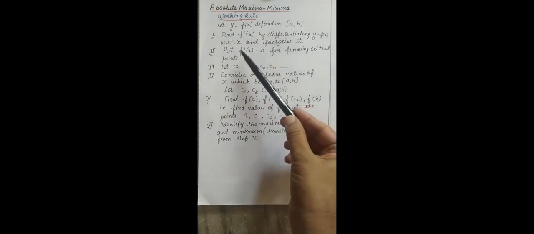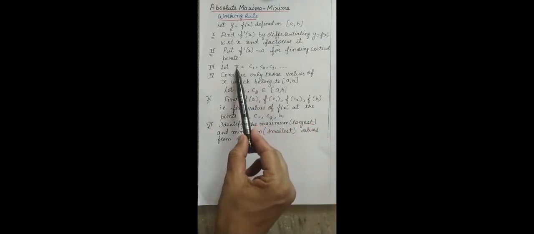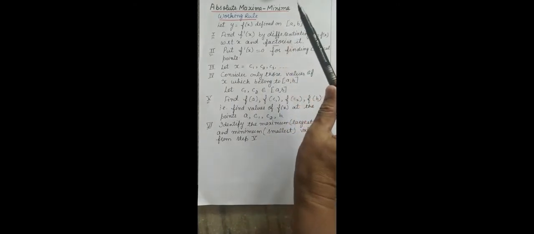So first of all we will find f'(x) by differentiating y = f(x) with respect to x, and then we will factorize it. Then we put f'(x) = 0 for finding the critical points, and then we obtain the values of x. Suppose that we have got the values c1, c2, c3, and so on. Now out of these values I will consider only those values which belong to my given interval, that is, only those values which belong to our domain mentioned in the question.